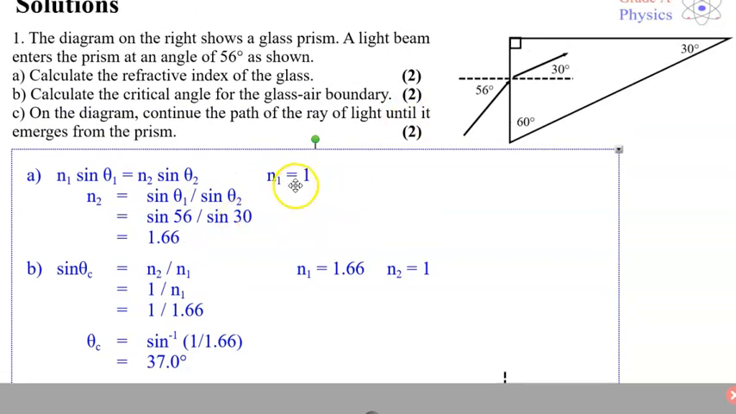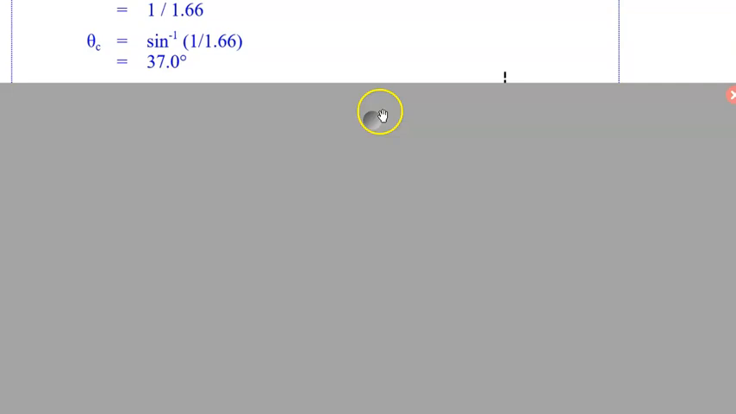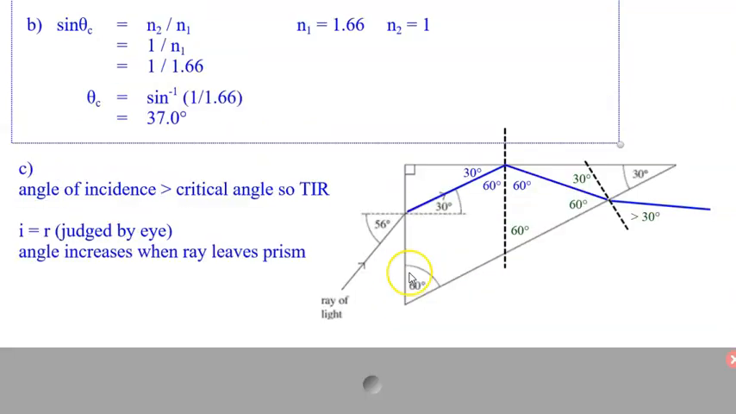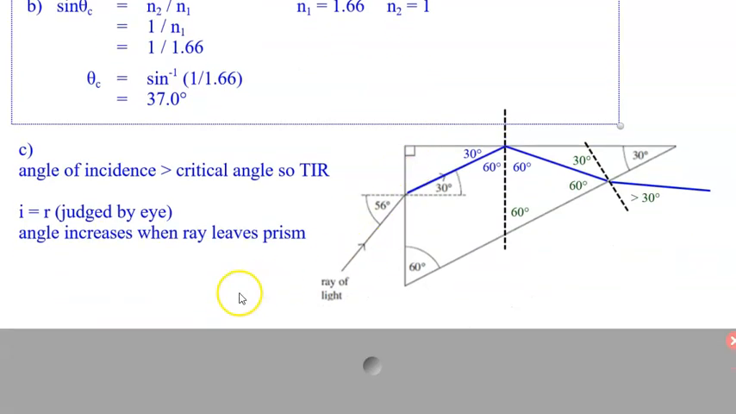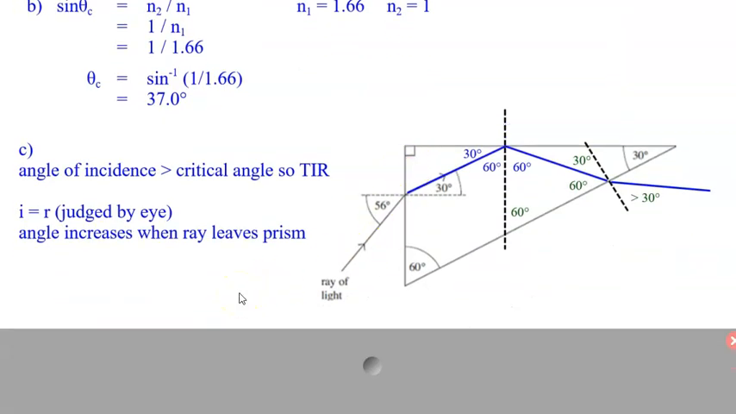Okay, so 2 marks for each of those. Let's have a look at part C. So this is a bit more difficult. 2 marks suggests it's relatively straightforward, but I think a lot of students get quite confused here. So you do need to understand some basic geometry about angles in a triangle and so on. So let's have a look.